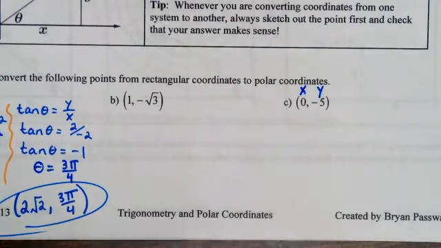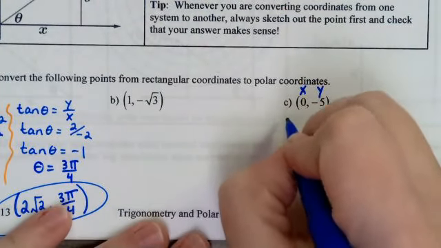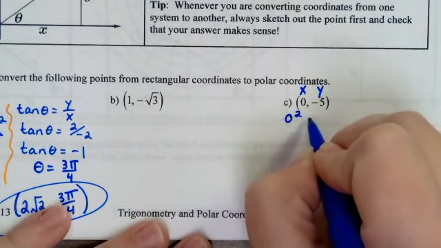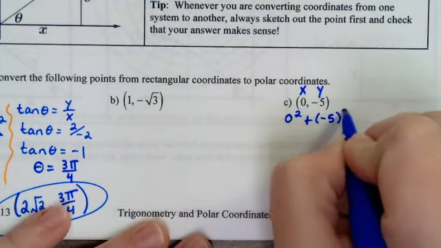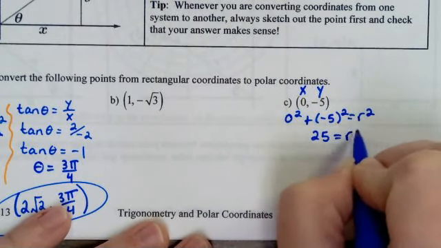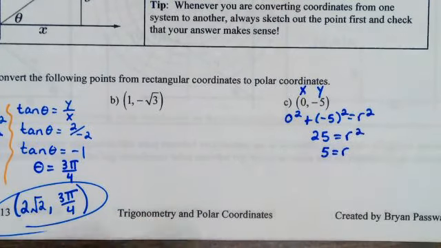This is your x and your y. You would plug it into the x squared plus y squared equals r squared. So I'm just going to plug it straight in. 0 squared plus negative 5 squared equals r squared. That's going to be 25 equals r squared. So 5 is r. Okay, so I'm going through that pretty quick.